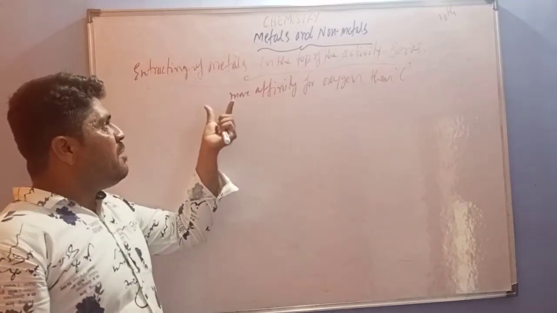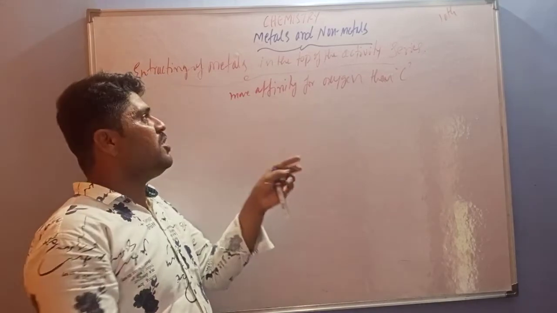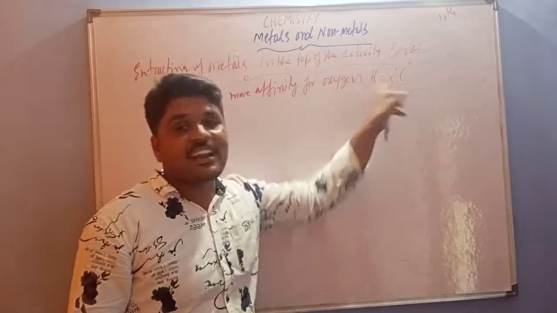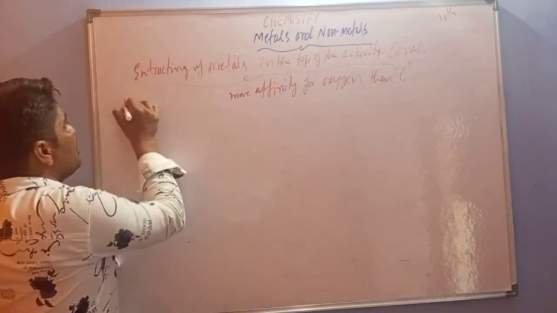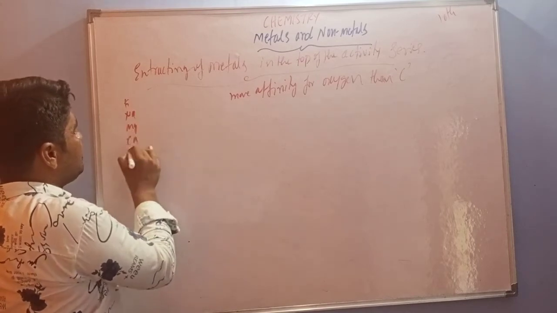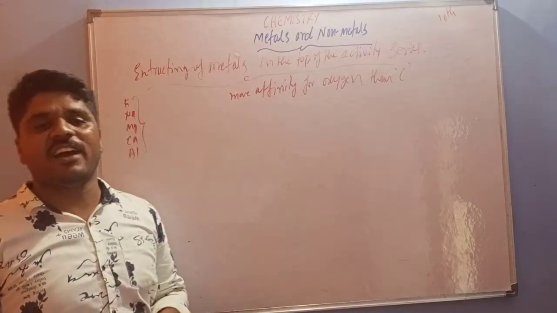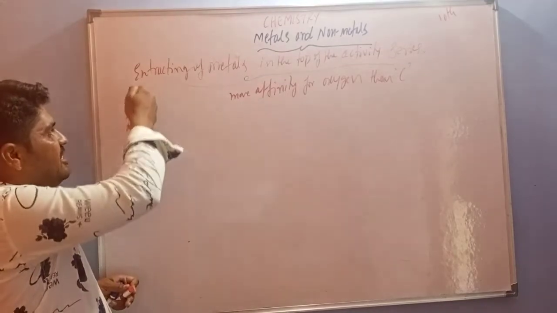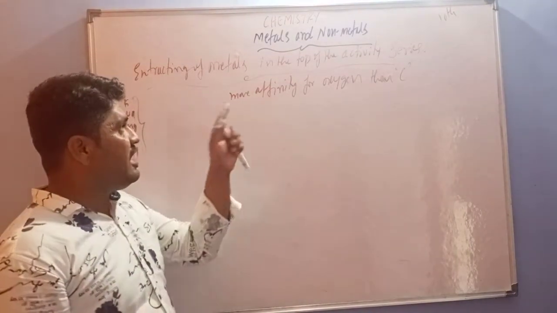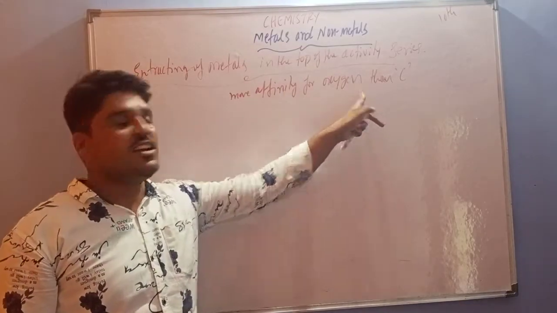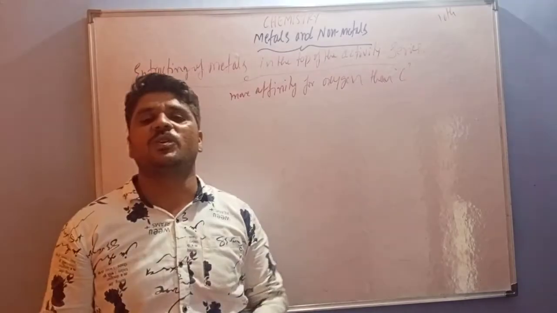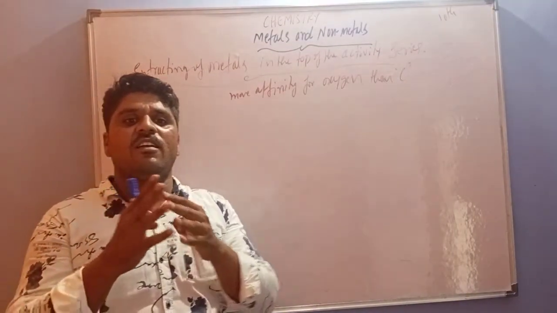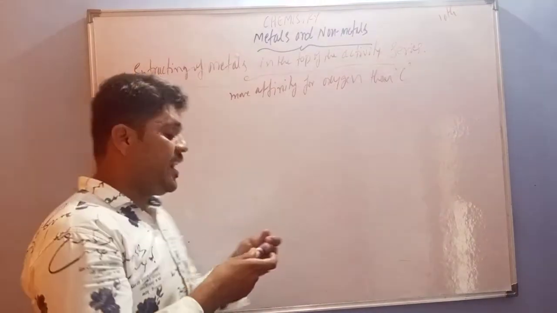Why? Because these metals have more affinity, meaning more reactivity, with oxygen than carbon. Carbon is less reactive when compared to potassium, sodium, magnesium, calcium, aluminium. These are all highly reactive metals. These metals react with oxygen and form metal oxides, but they cannot be reduced by carbon. Because of this, these metals are obtained by the electrolysis of their molten chlorides.